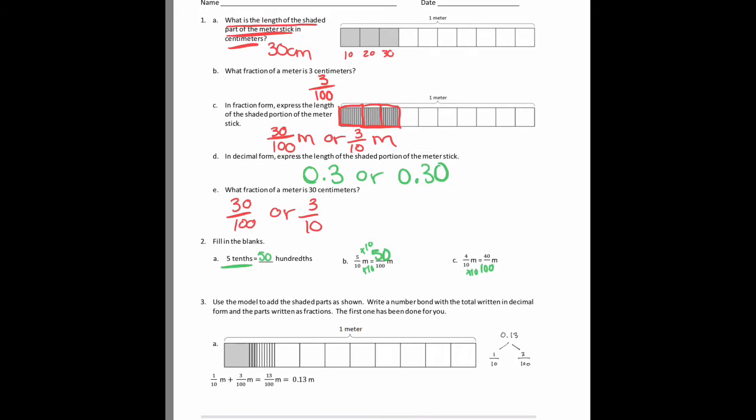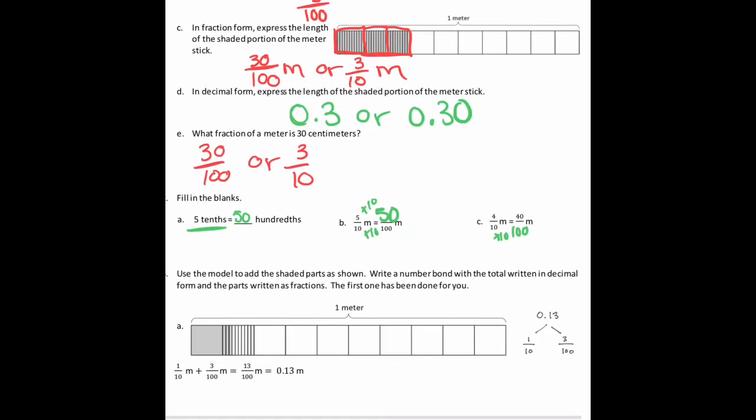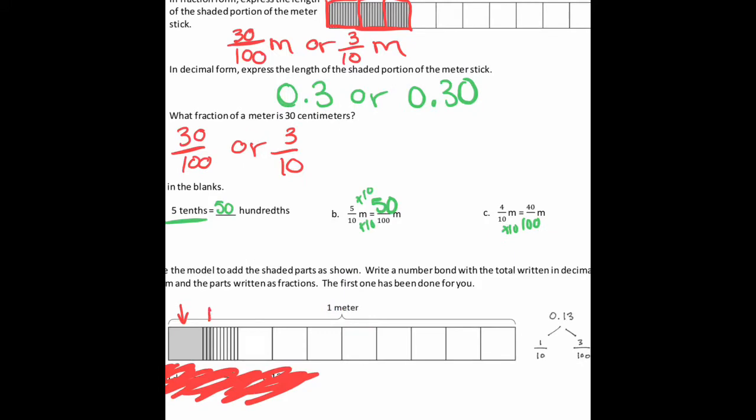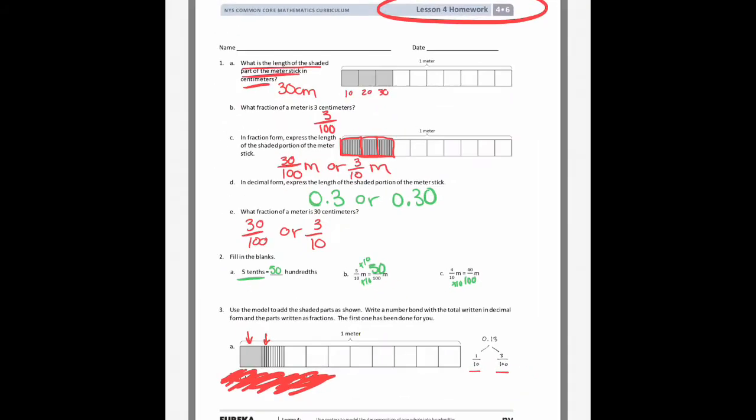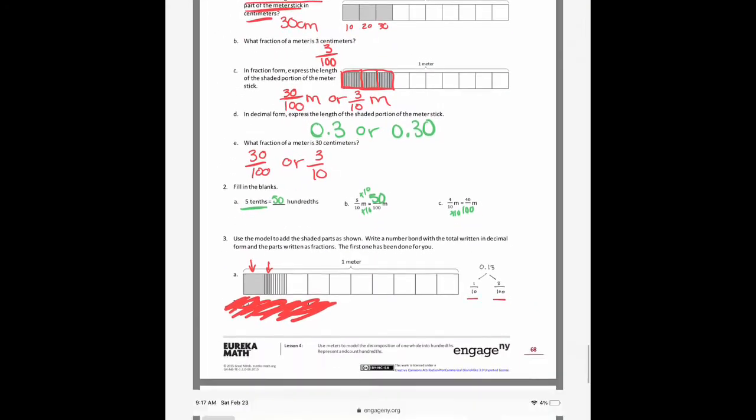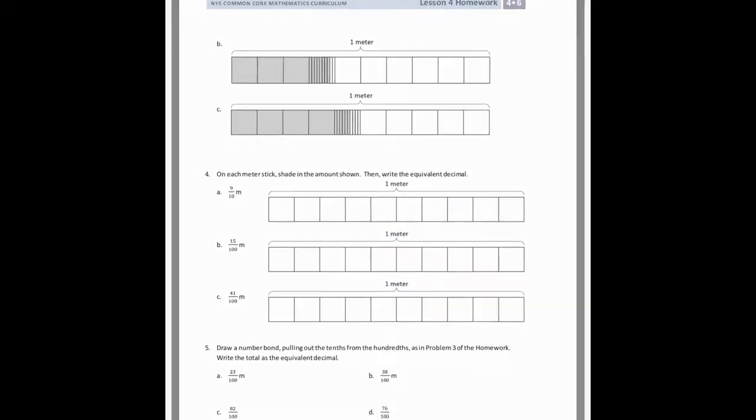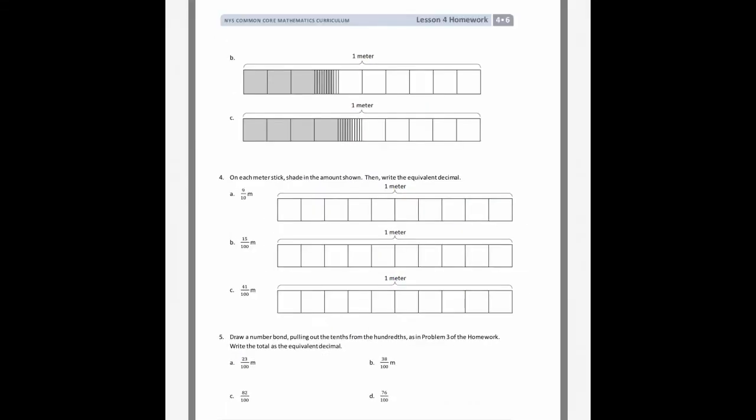Okay, let's look at 3. I'm going to cross out this bottom part because I don't want to confuse us with adding unlike denominators right now. But instead, let's just look at what it says. It says use the model to add the shaded parts as shown. And what it's showing right here is 1/10 and then 3/100 that are filled in. It's not letting me zoom in for some reason, but the way they wanted that split was into 1/10 and 3/100.